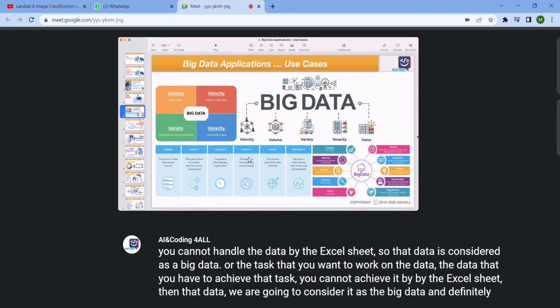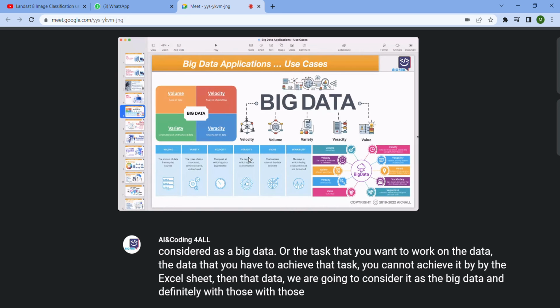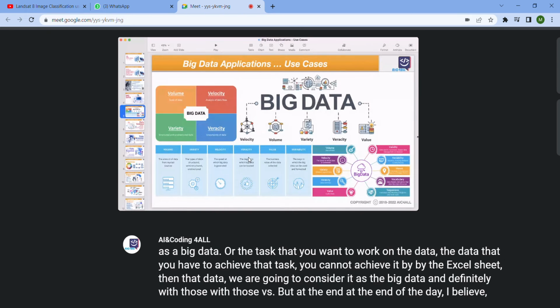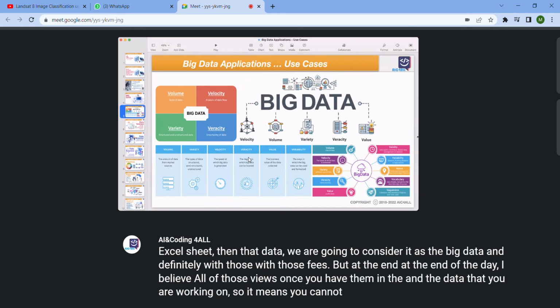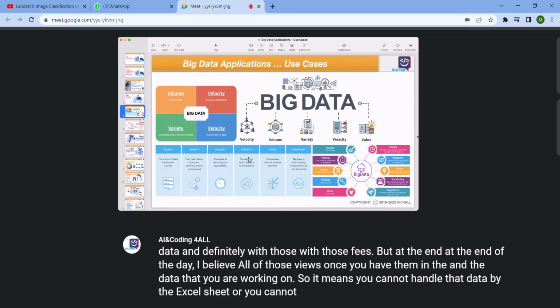And definitely with those V's, but at the end of the day, I believe that once you have all of those V's in the data you are working on, it means you cannot handle that data with an Excel sheet, or you cannot achieve the task you want to achieve with an Excel sheet.